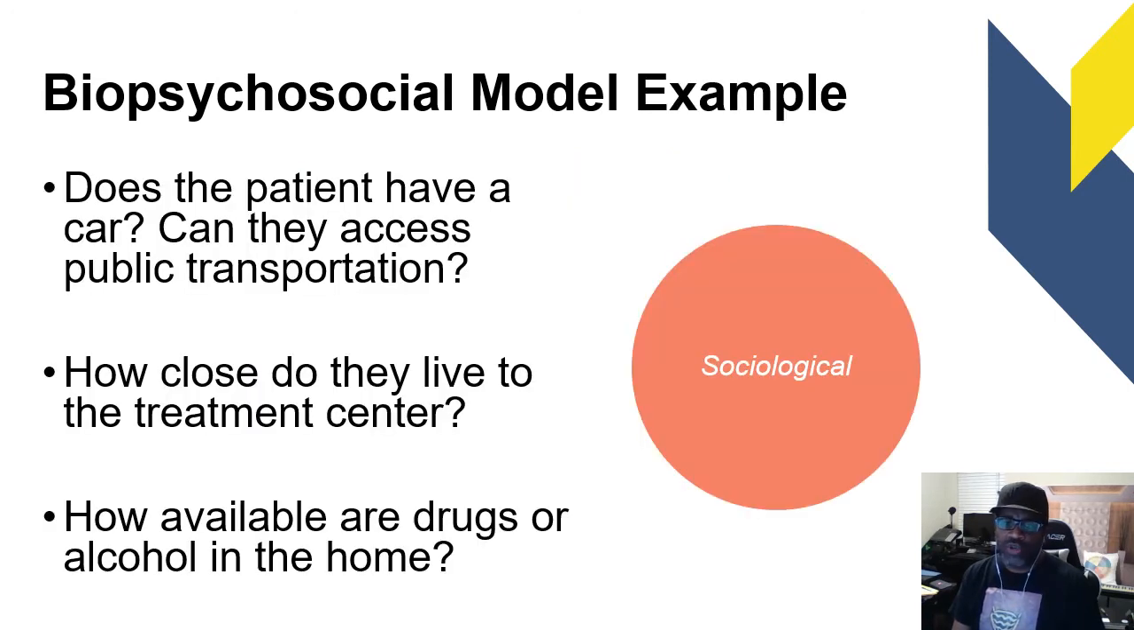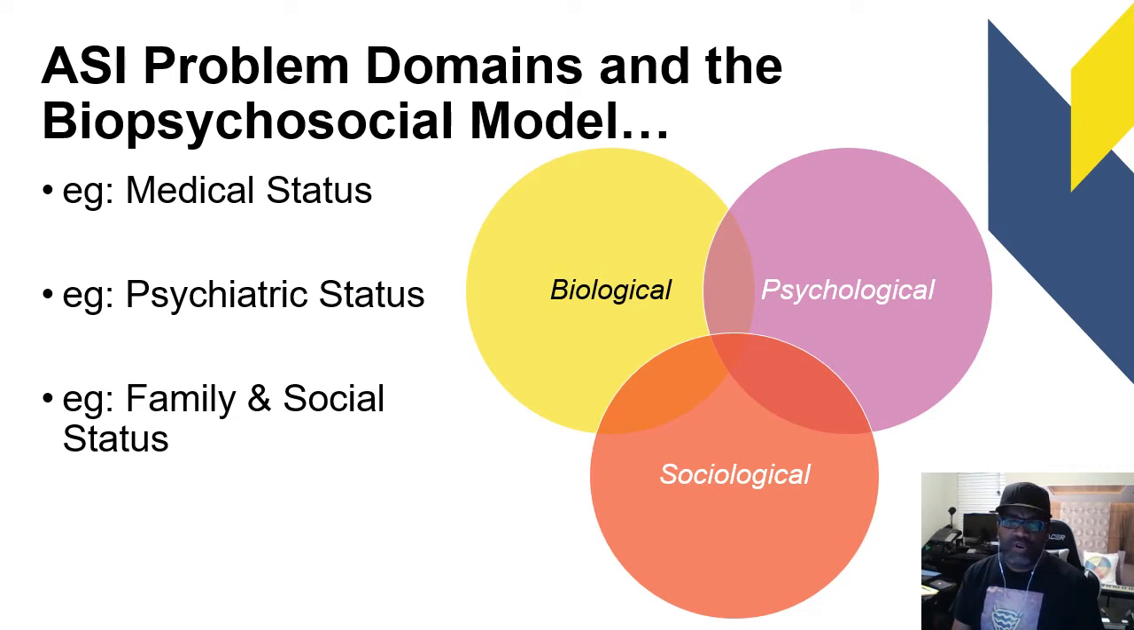A biopsychosocial model example: does the patient have a car? Can they access public transportation? How close do they live to the treatment center? How available are drugs or alcohol in the home? Problem domains in the biopsychosocial model: medical status, psychiatric status, family and social status.